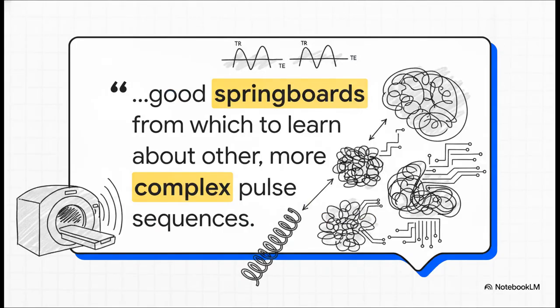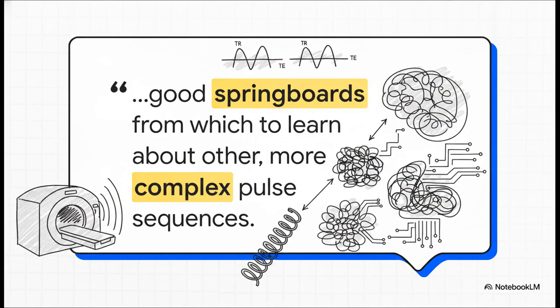Which brings up a fair point. Why do we even spend time learning it? Well, this illustrates exactly why we study it. Even though it's obsolete clinically, these simple sequences are the absolute perfect springboards from which to learn about other, way more complex pulse sequences. You really cannot grasp advanced modern techniques without first mastering how TR and TE manipulate a signal in a vacuum. The saturation recovery sequence isolates these variables perfectly, making it hands down the ultimate educational tool for mastering MRI physics.